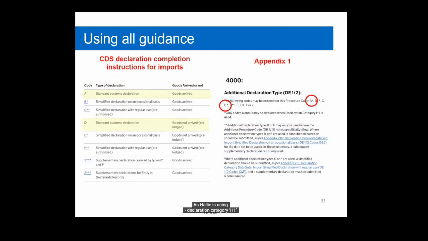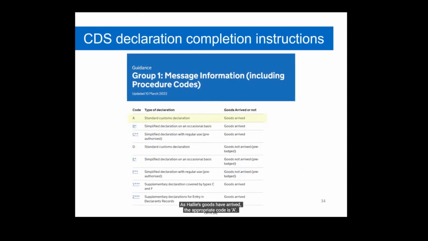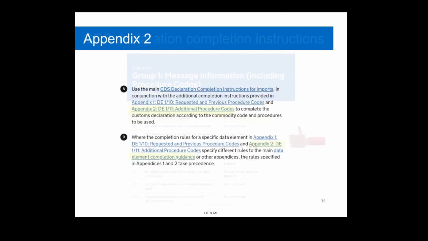As Hallie is using Declaration Category H1 with a Procedure Code of 4000 and making a standard customs declaration, the only options for her are A and D. As Hallie's goods have arrived, the appropriate code is A. In addition to using Appendix 1, Hallie also needs to use Appendix 2 in conjunction with the CDS declaration completion instructions for imports.